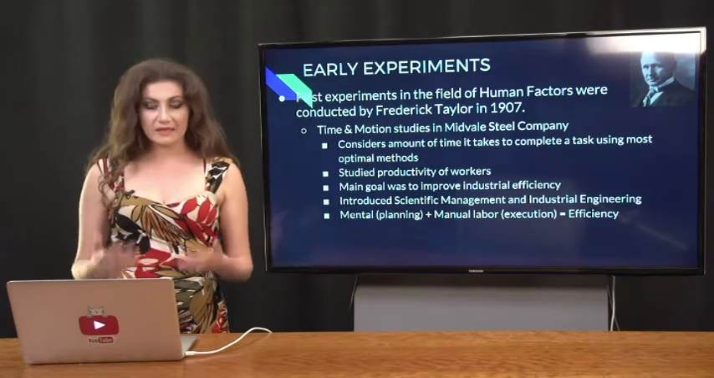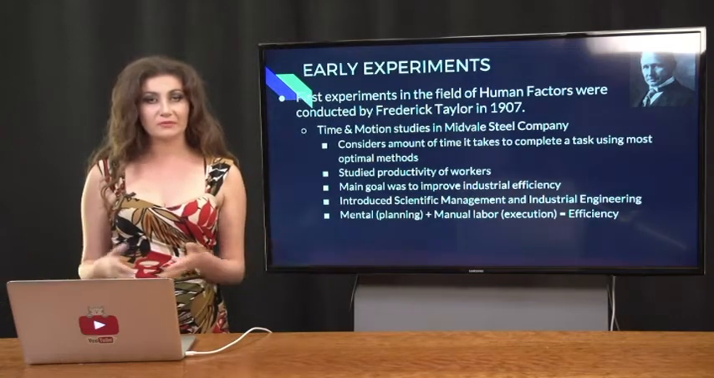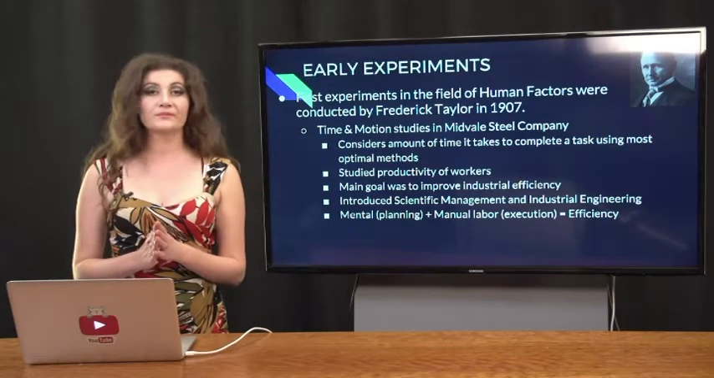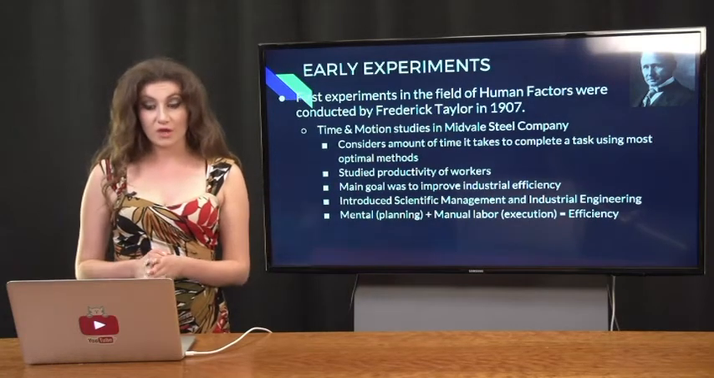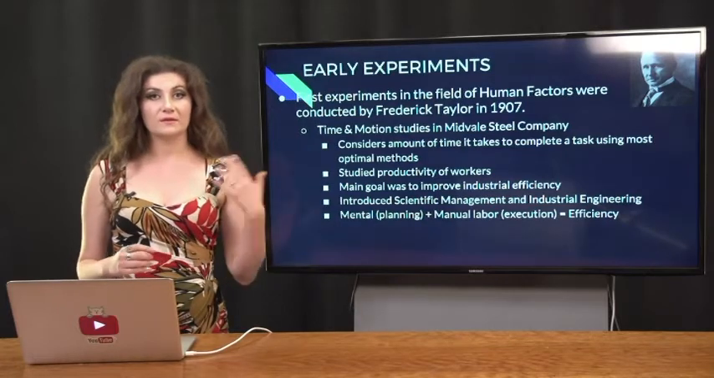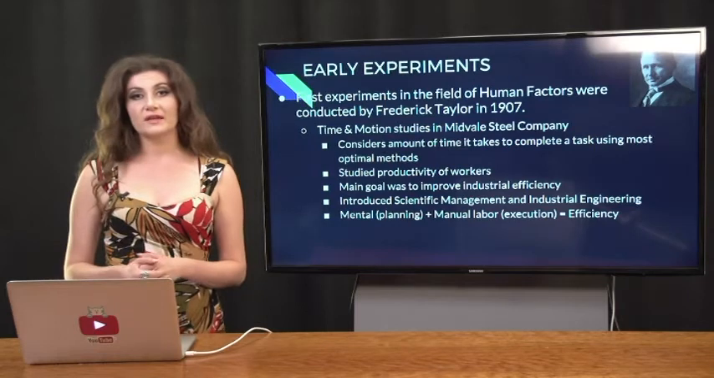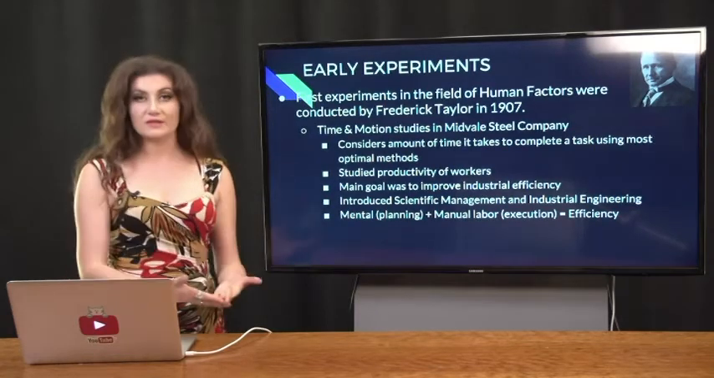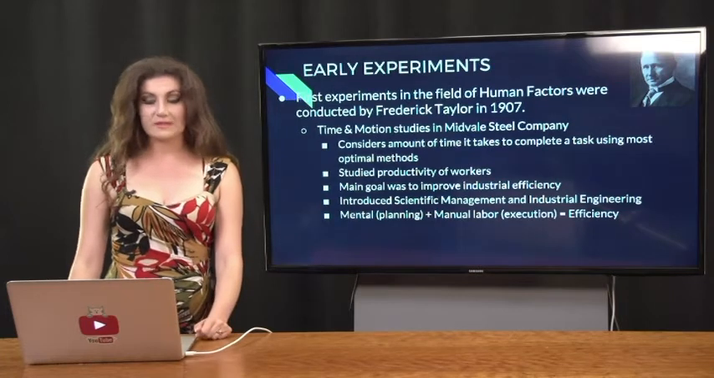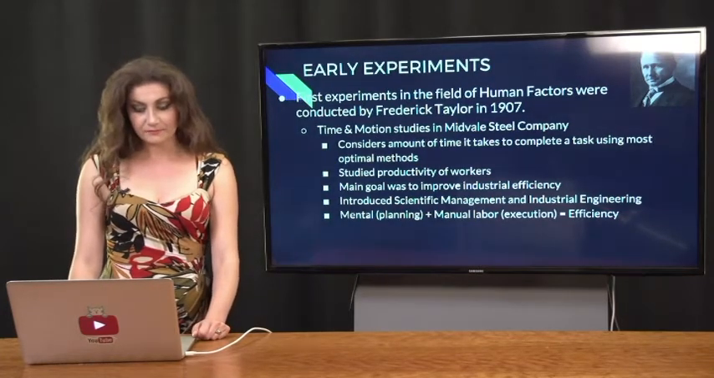So what he said was that it's very important to plan how a particular job would be performed. So the planning aspect is what seemed to have been missing from the way that these workers were completing their tasks. And so after planning the mental aspect of the job, then he would actually put into effect the manual labor portion, which is executing the particular job. Hence, mental planning plus manual labor would lead to an efficient task.